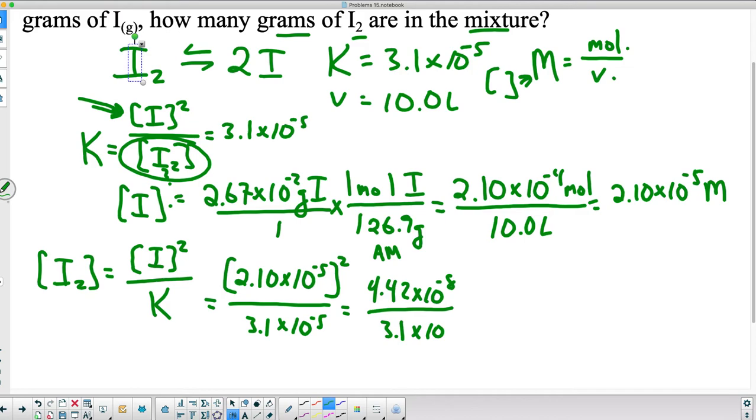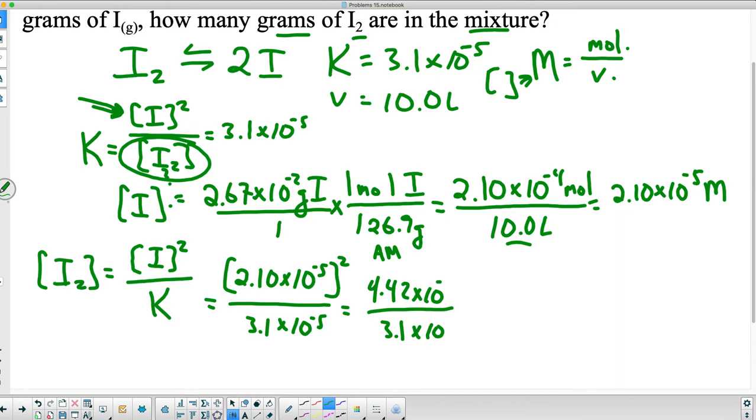Oh, you know what? That's wrong, because I didn't divide by 10 first. I missed that step. So let me do all of this over again. 2.67 second minus like that, divided by 126.9 equals that, divided by 10 equals that. Okay, so now I've got the right thing.